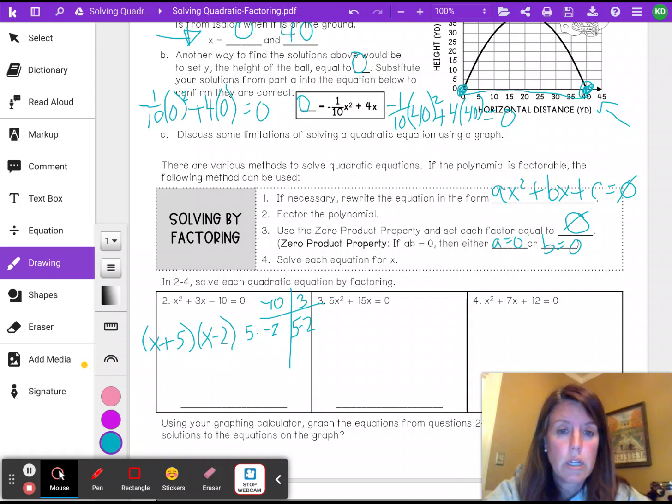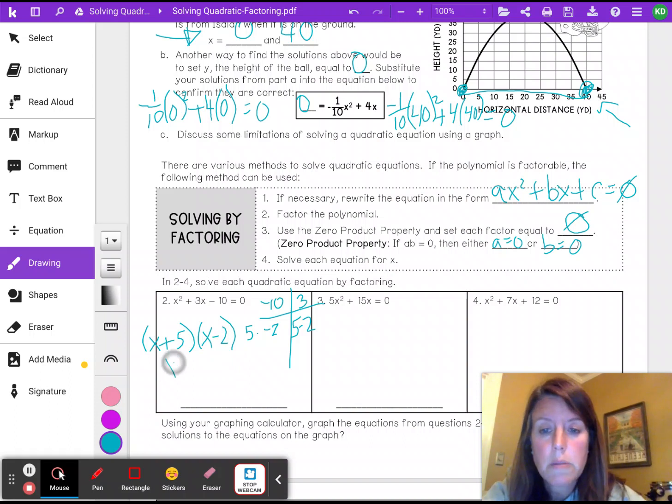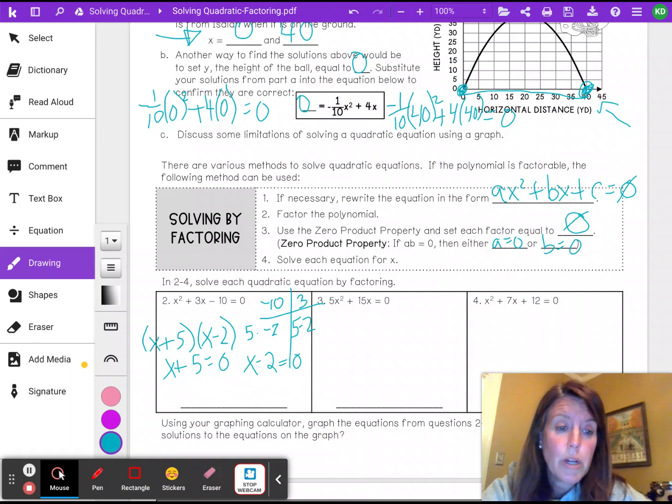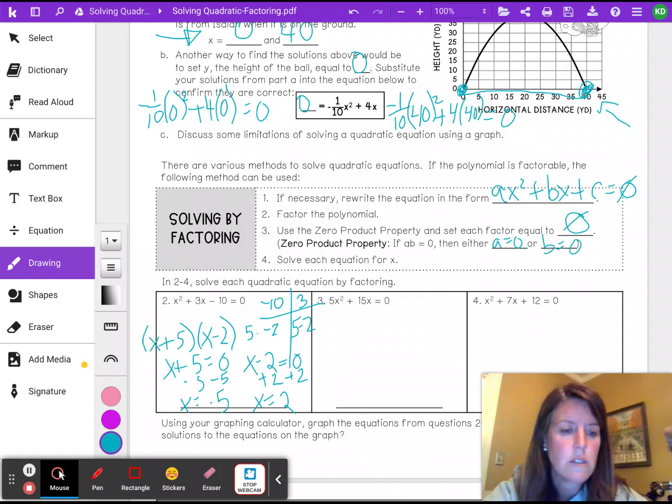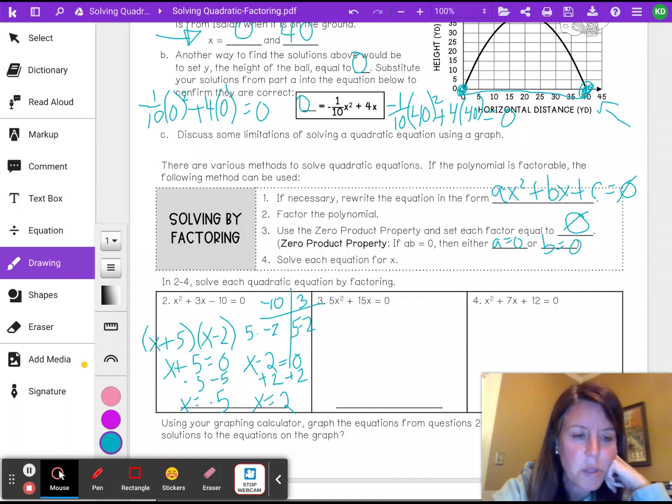So we factored. Now we're going to set each of these factors equal to 0. So x plus 5 equals 0, and x minus 2 equals 0. This is just a one-step equation now. Minus 5, minus 5, x equals negative 5, and then add 2 and add 2, so x equals 2. You all will get good at this and you won't even have to do that step, but I just wanted to show it to you. So those are your two solutions.